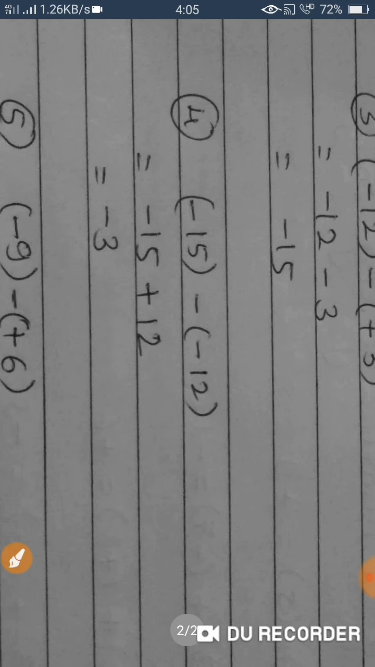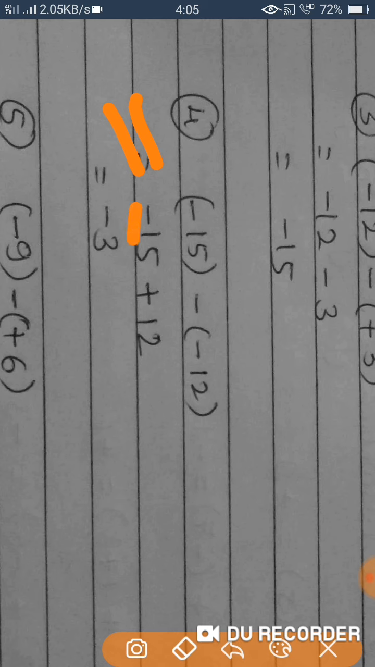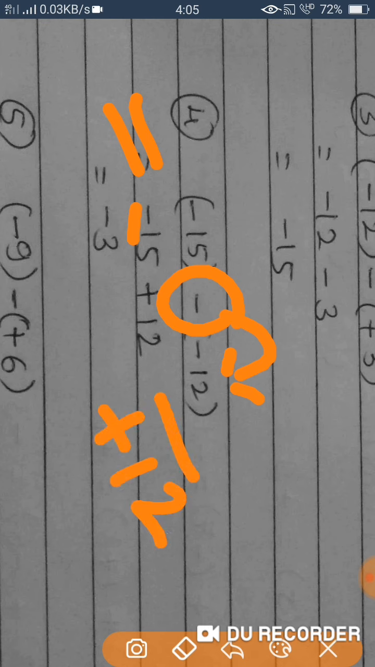Then we can go through the next example and follow the subtraction rule here. Keep the first integer as it is, that is minus 15. As I said, if there is a subtraction sign between the integers, change the sign of the next integer. That is minus 12, it becomes plus 12. So I have written that here.